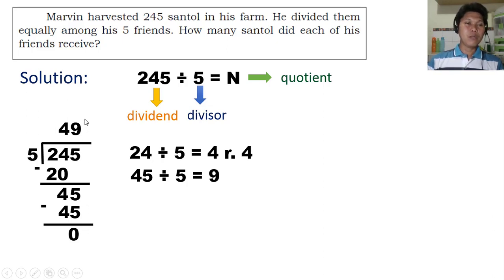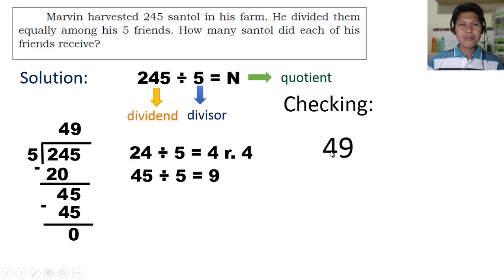Okay? And we will take this as our quotient. So, our quotient is 49. Tapos we do not have the remainder because it's 0. Kapag may non-zero digit dito, yan ang tinatawag nating remainder. So the answer is 49.